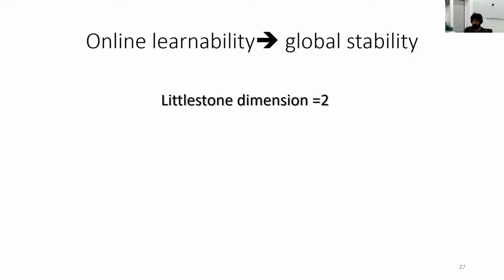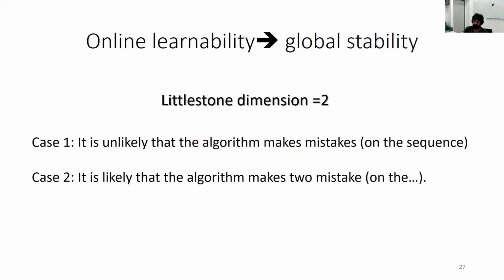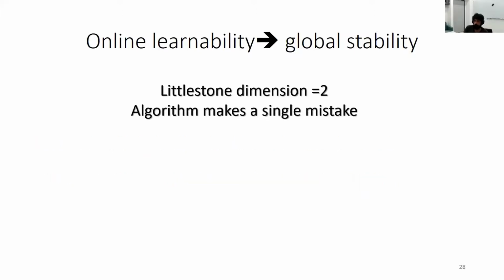Now let's consider the case where we have a mistake bound of 2. So we first have two cases that are very similar. The algorithm either always makes 0 mistakes, or it is likely that the algorithm will make 2 mistakes. These two cases are treated exactly the same way as before. The only issue is that now they are not inclusive. We have a third case where the algorithm might make a single mistake, almost always.